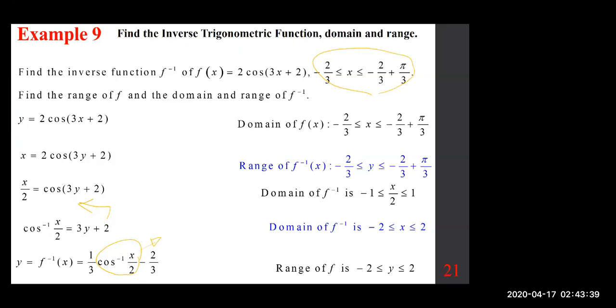So y, or f of x, or 2 cosine (3x plus 2) must be between -1 and 1. Okay. So when you multiply it by 2, if the cosine is between -1 and 1, then 2 times that must be between -2 and 2. Sine and cosine are between -1 and 1, and 2 times that is between -2 and 2.